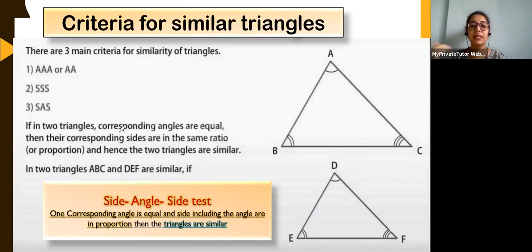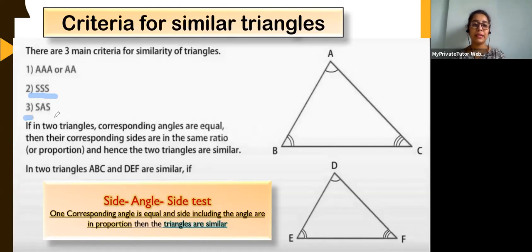What was the AA test? Angle test. That means that if two angles are congruent or equal, then the sides will be in proportion and the triangles are considered similar triangles. If we talk about the SSS test, what was the SSS test? It was the side test. That means that if all three sides are in proportion, then the angles will be congruent, and the triangles are similar.